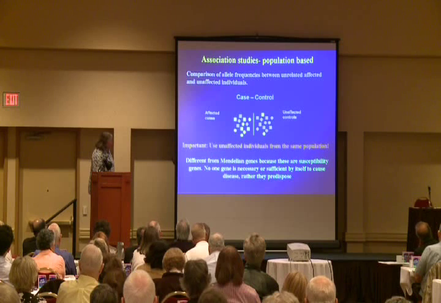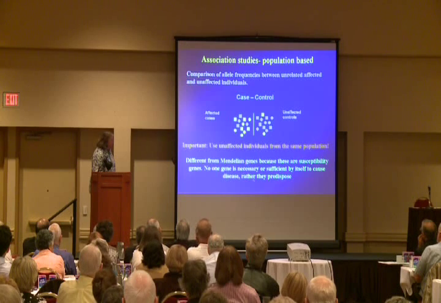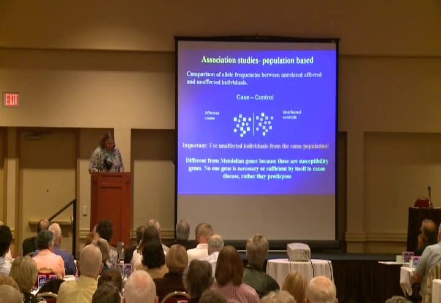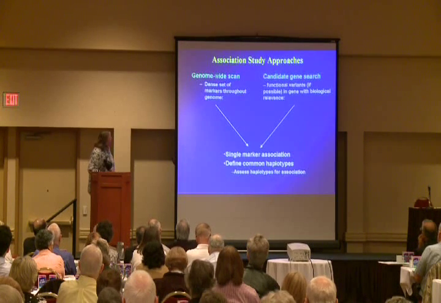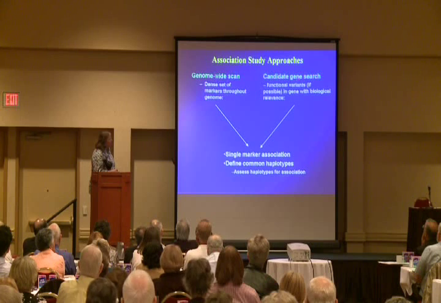So again, this is different from Mendelian because these are susceptibility genes, and no one gene is necessary or sufficient, but they're going to predispose. So there's two different approaches. And the standard approach was to do this candidate gene search, and I'm going to talk about that first.